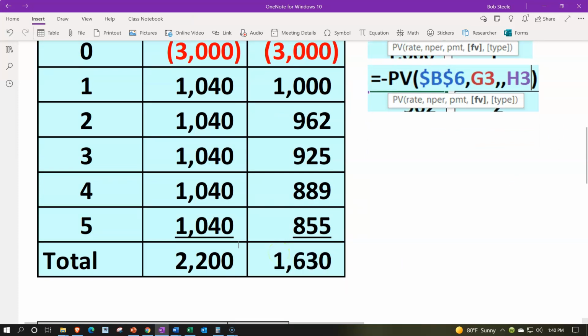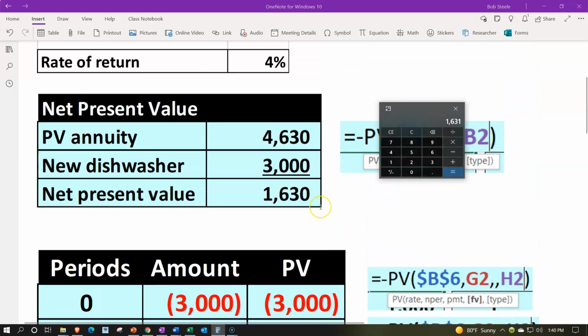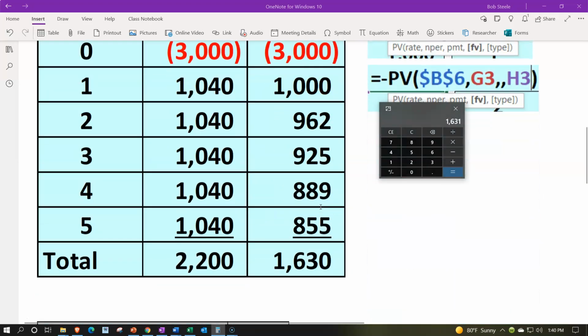So then if we were to add up this column, we could say, all right, that's going to give us, I'll add up the positive numbers first, 1,000 plus the 962 plus 925 plus 889 plus 855 minus 3,000. We get to that 1,630. There's our NPV, about 1,630. It's rounded. Same number that we got to up top. So that could be, again, it's a useful tool.